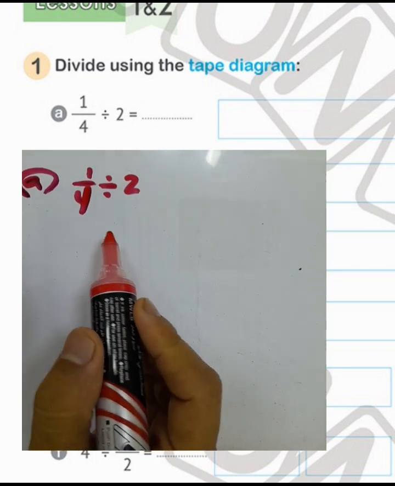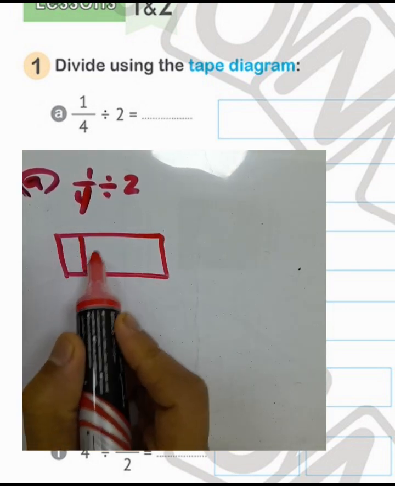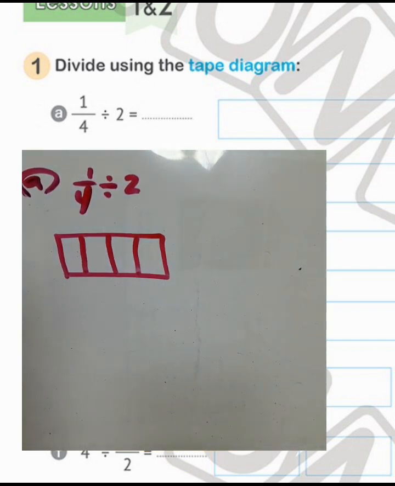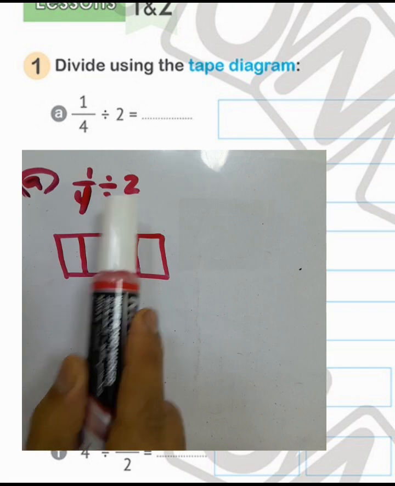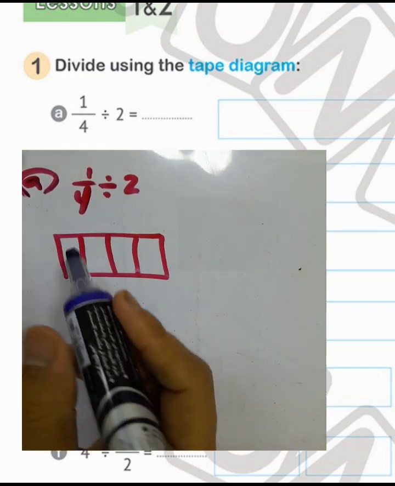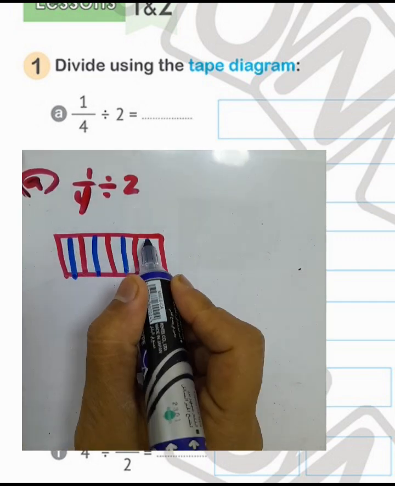First step, we must draw one tape. Draw one tape here and divide it into 4 equal parts: 1, 2, 3, and 4. And then we will divide each part into 2 parts: 1, 2, 1, and 2.